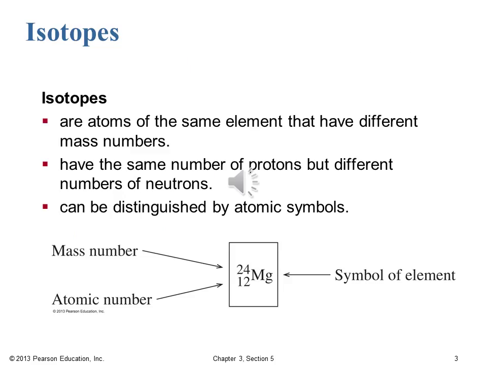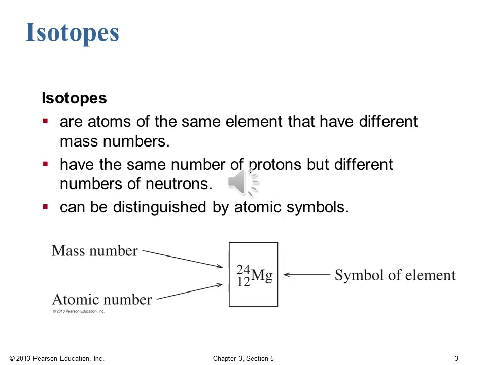Alright, so let's go ahead and give a proper definition of an isotope. Isotopes are atoms of the same element that have different mass numbers. Because they're the same element, they obviously have the same number of protons. So in order to get those different mass numbers, they must have different numbers of neutrons. And they can be distinguished by atomic symbols. Again, not just the letters, the capital and possibly lowercase depending, but specifically a mass number and the symbol.